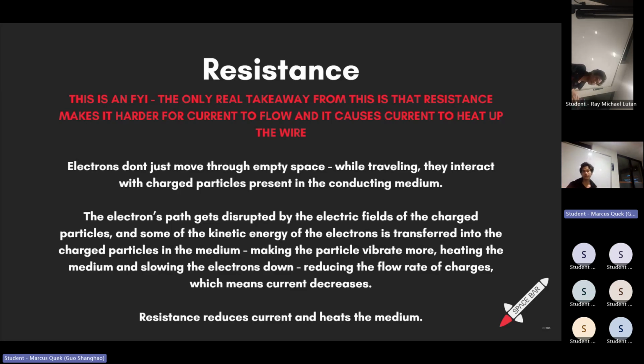Okay, so I'm just throwing it out there first. The current will heat up the wire when there is a resistance, and nobody actually cares why. Okay, great. Any questions?